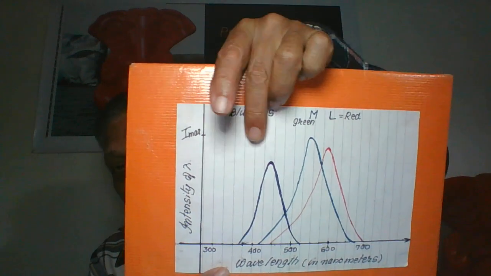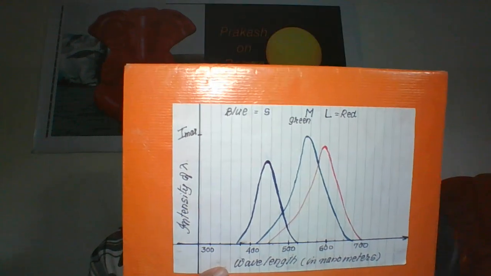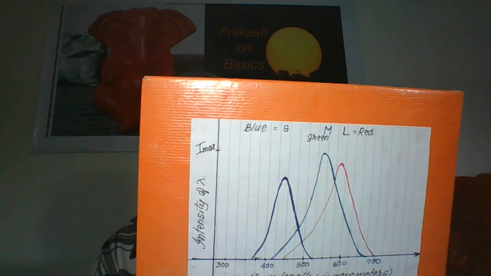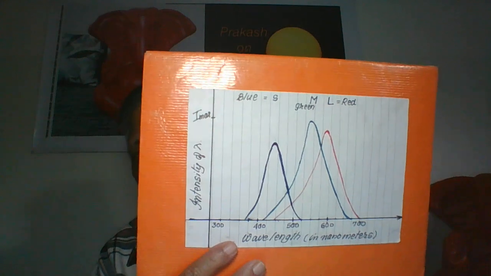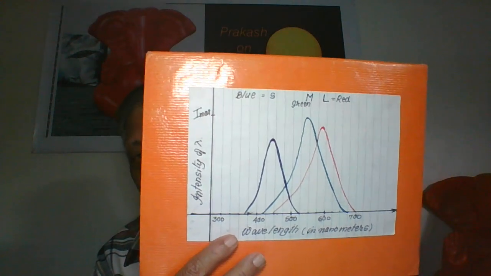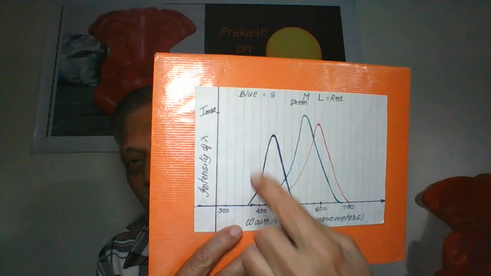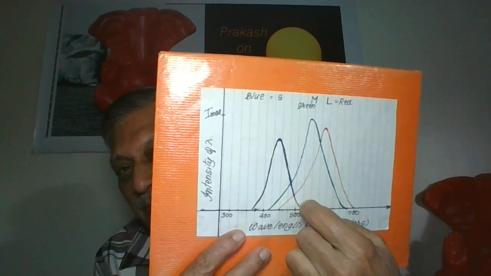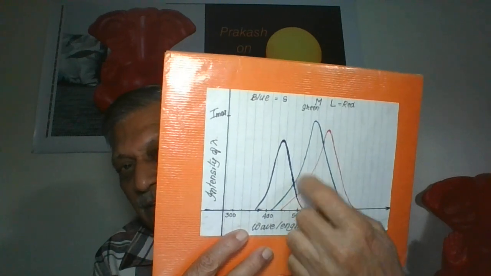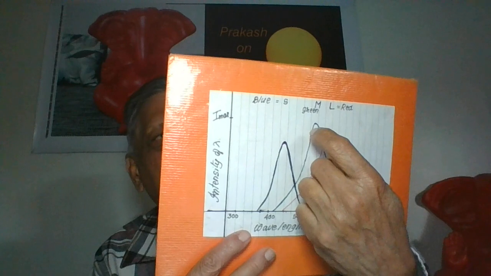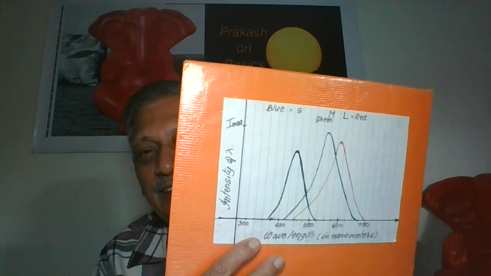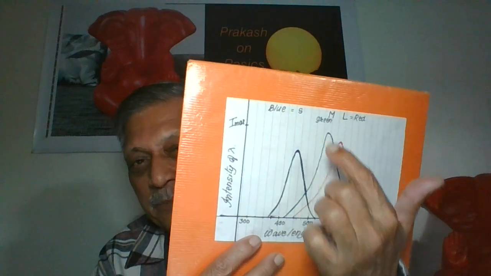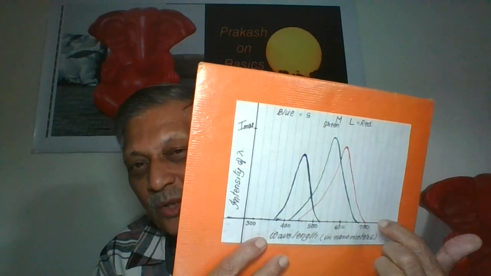As you can see, this blue peak is close to around 430 nanometers, and then the curve drops down on this side, and by the time it comes here, it has no response. The green one has a peak that corresponds to 540 nanometers, and then it drops down, but it spreads outwards on this side a little more.